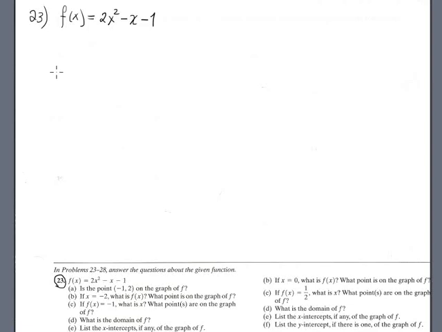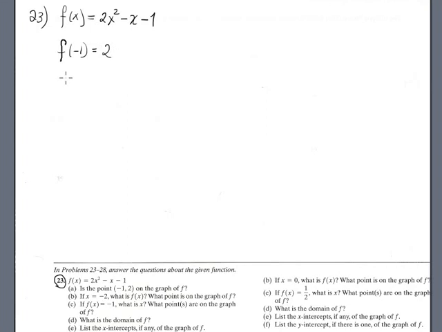f(x) is equal to x squared minus x minus 1. The first question: is the point (-1, 2) on the graph? It's easy to prove. You plug in the x value, -1, and if the answer is 2, the conclusion is yes, it's on the graph of f.